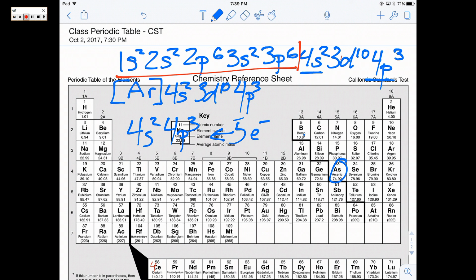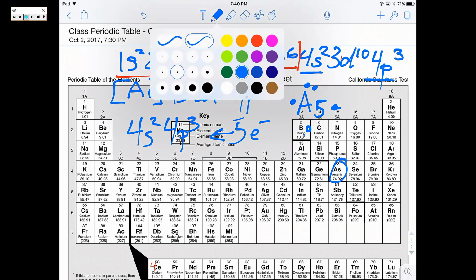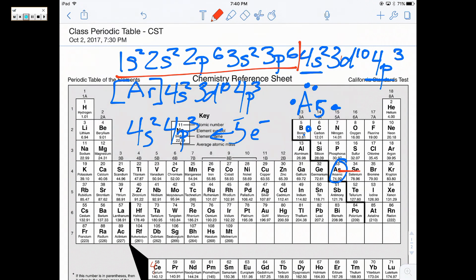So if I asked you to draw the Lewis dot structure, which we learned on Monday, you'd say arsenic, pen isn't working, 1, 2, 3, 4, and then you'd pair up the last one to represent 5 valence electrons. If arsenic ionized, you can see that arsenic would gain 3 electrons to be like krypton, so we'd put in the 1, 2, 3, giving a charge of -3.